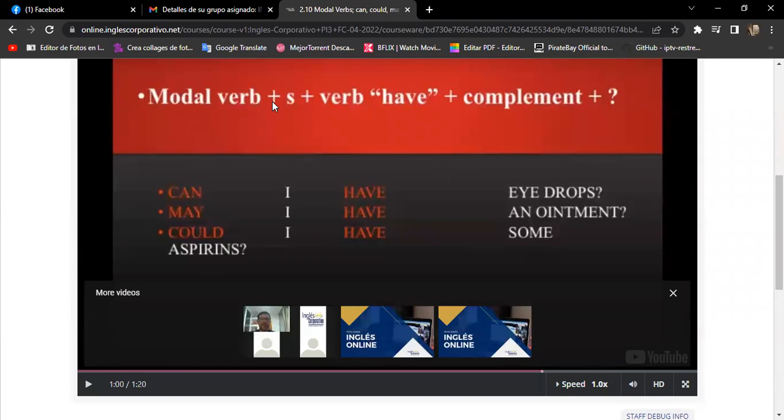So, guess can? What is can? Permission and? Ability. Okay, next is could. Es lo mismo. Except could is past ability, but present permission. Can, could, may, todos son en tiempo presente para permiso.